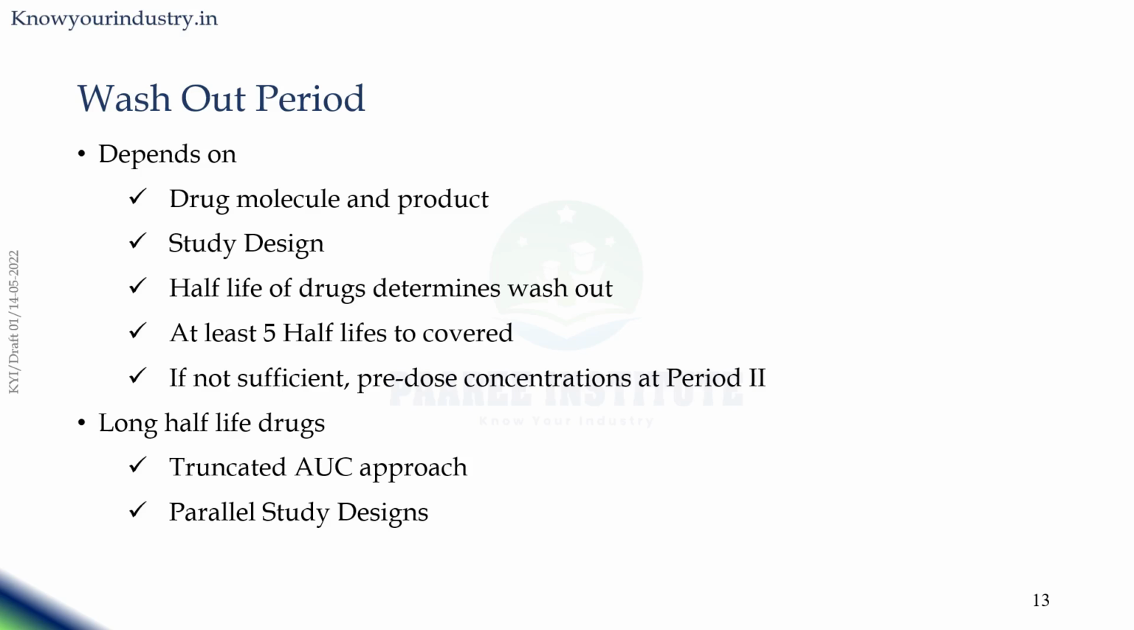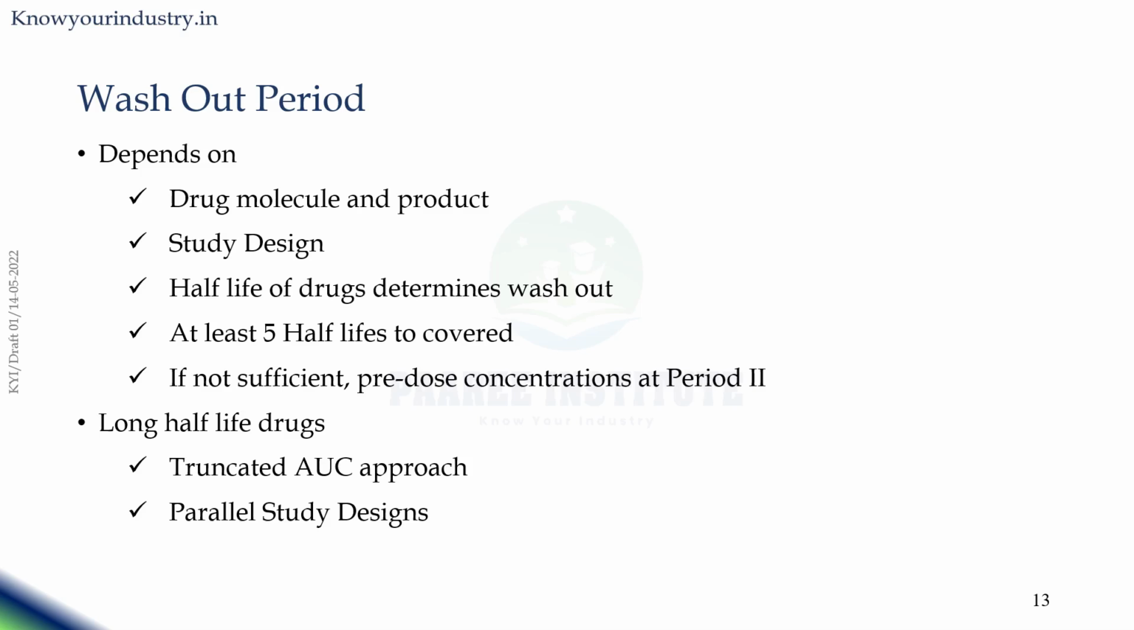Generally the washout period is defined by the half-life of the drug. It is generally 5 to 10 half-lives. If it is a short half-life drug, you can consider 5 to 10 half-lives, maximum 10 half-lives. For short half-life drugs of 2 to 3 hours, you can consider 3 days as the maximum washout period. If it is 12 hours, it's 7 days of washout period. If it is more than 24 hours, you can consider 15 days or 21 days as the washout period.